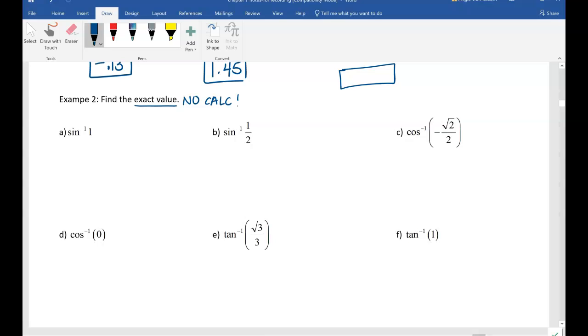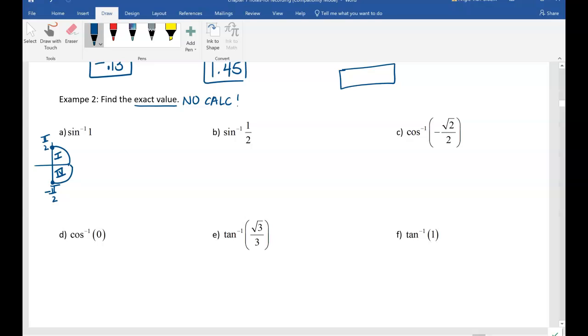Okay. So let's do A. Sine inverse. So again, if we're starting at an inverse function, we have to know restrictions, right? The restriction for sine inverse is going to be negative pi over 2 to pi over 2 inclusive. So we can only have answers in quadrants 1 and 4. We cannot have any answer in quadrants 2 and 3.